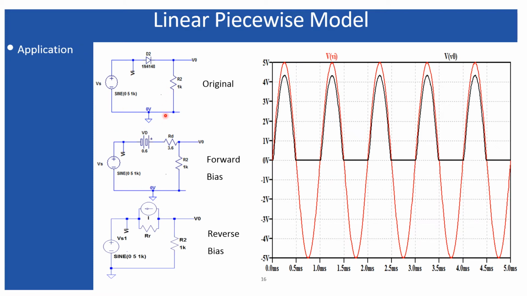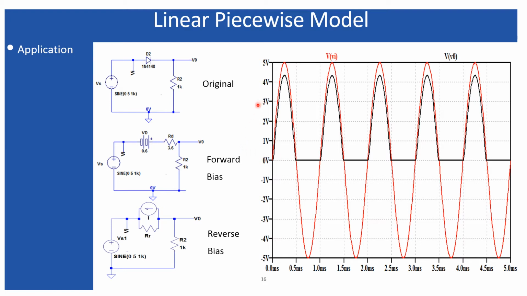And look here. The three circuits I have presented over here. The first circuit contains the original diode. The second contains the forward bias model of the diode, and the third one contains the reverse bias model of the diode. And this is the response of the diode in the presence of the sinusoidal voltage source.